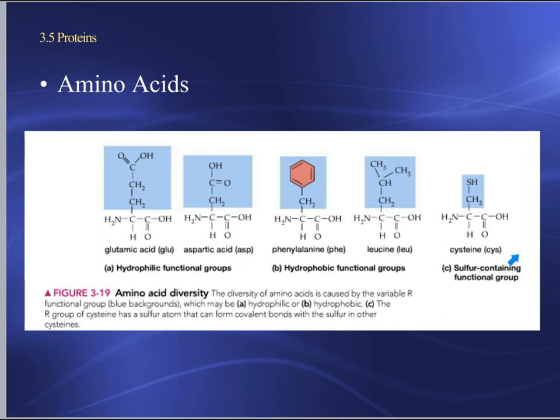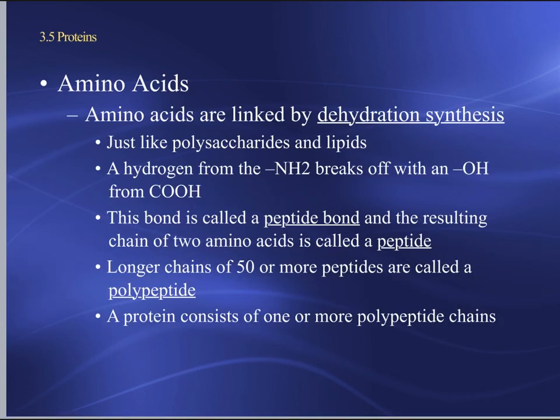So a lot of different variety here in terms of what it can do. This one's got a carboxyl group that can make it acidic. This one's got a carboxyl group that can make it acidic. This one looks to be pretty nonpolar. This one looks to be pretty nonpolar. This one's got that sulfur for disulfide bonds. So they can have very specific functions just because of those R groups.